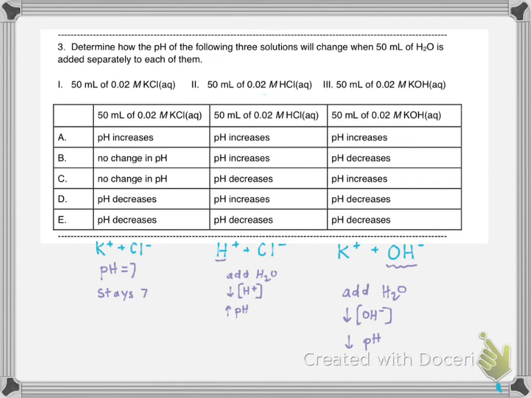Okay, so being able to classify your solutions and think about their starting pHs will help you think about this problem. And this makes the answer B.